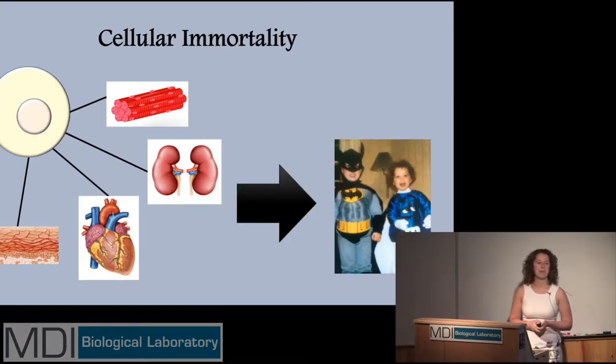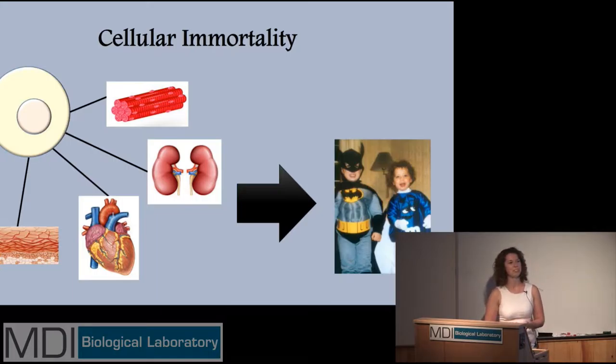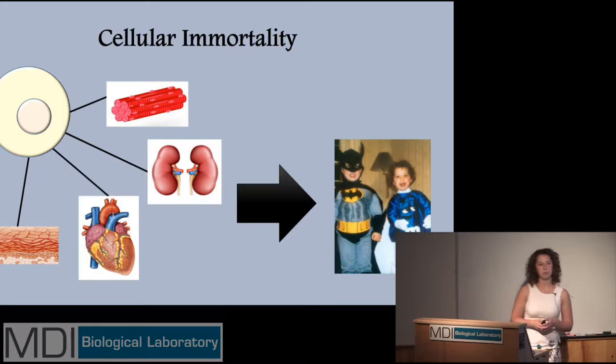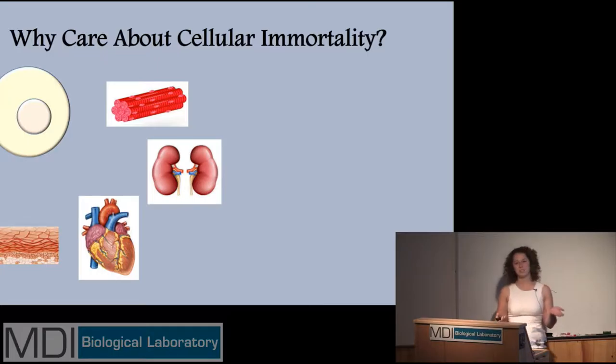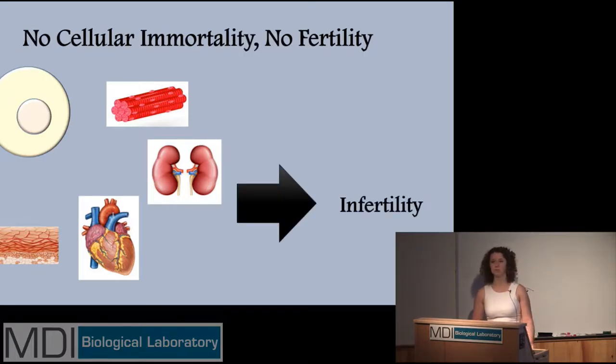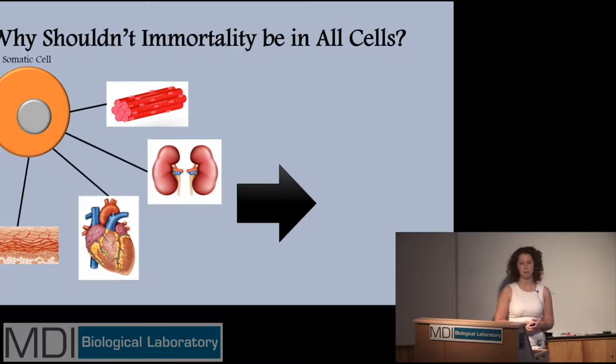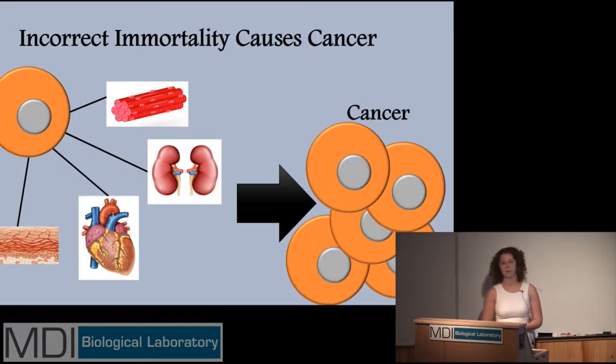So in the Updike lab, we're interested in studying what components of these cells are responsible for this immortality, and also what components allow it to be conserved as these cells are passed through the generations. So why is this important? If a germ cell doesn't have the ability to differentiate into these cells, then an organism will be infertile. And if these properties are in cells that they shouldn't be, so somatic cells, then these cells will become cancerous.